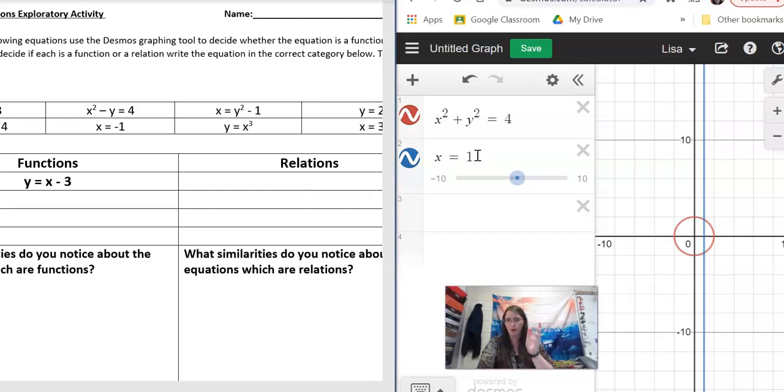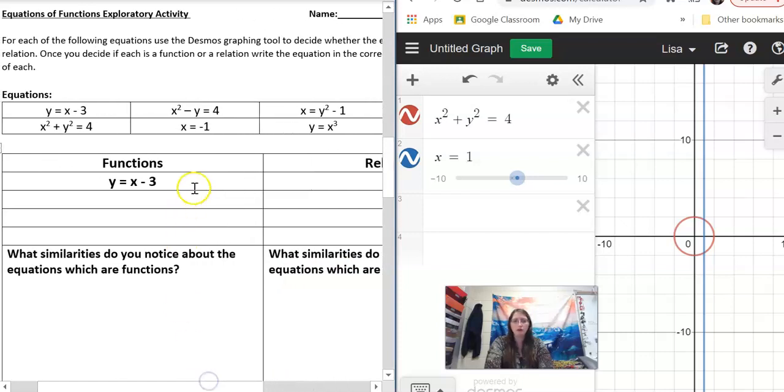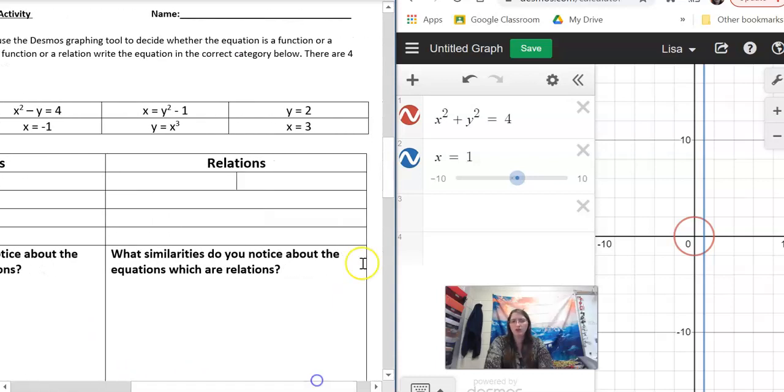Okay? I know that's kind of weird. Okay, so you're going to sort them. Then I want you to look at all of the function equations. What do you notice about them? You're making your guess. Same thing with the relations. What do you notice about them? What is similar about some of them?